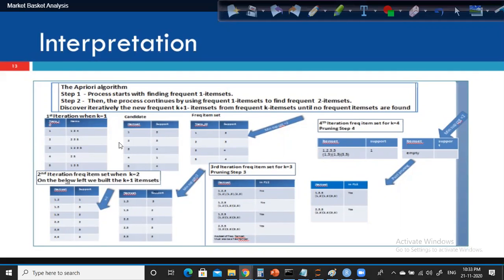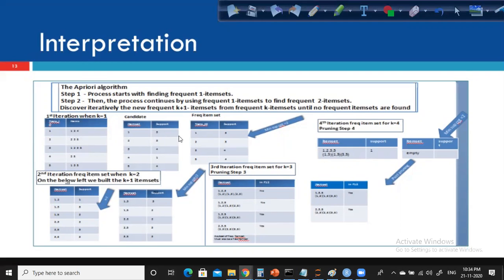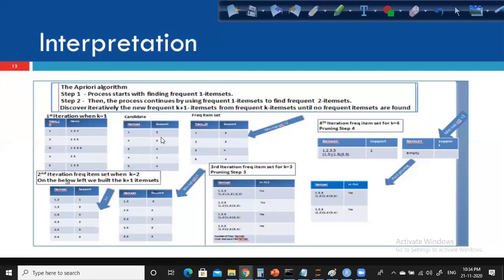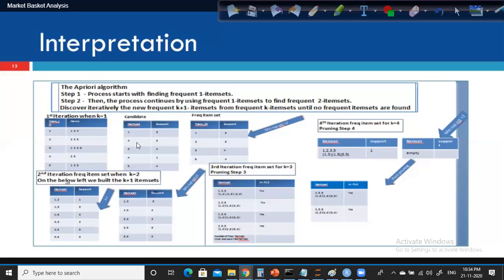What we are doing is trying to find the frequent one item sets. Look here. The item 1, how many times does it occur? One is here, one is here, one is here. 3 times it occurs. See here, 1, 2, 3, 4 at the maximum. So how many times item 1 is purchased, how many times item 2, item 3, and so on. And item 4 was purchased only one time.